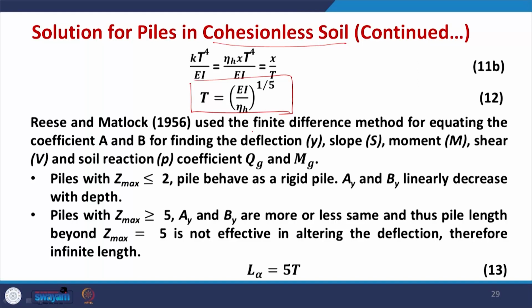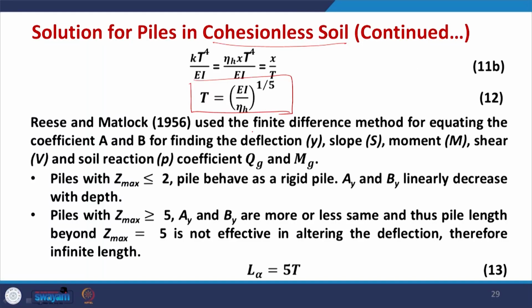So, in this parameter T, you will have the geometry of the pile, the material property of the pile as well as soil property, all are represented. As the value of EI increases, T will increase, or if eta h decreases, T will decrease. So, it is a relative stiffness between pile and soil, and this factor will govern everything in this analysis or design.